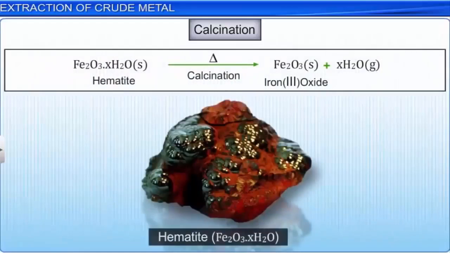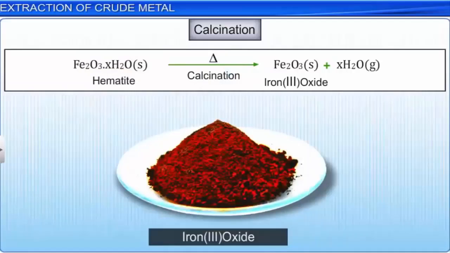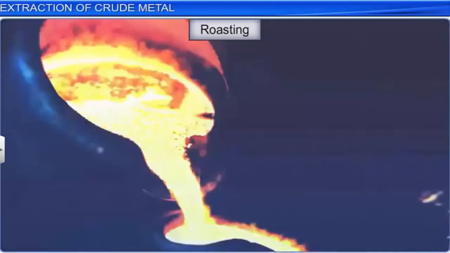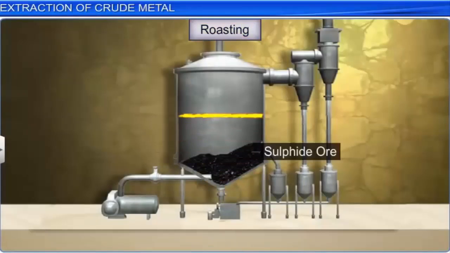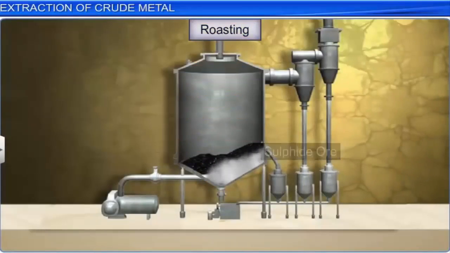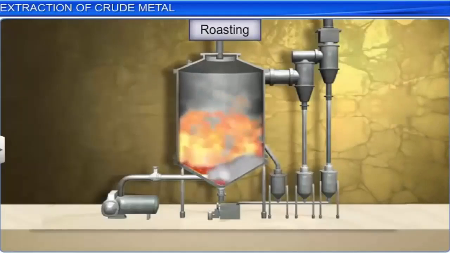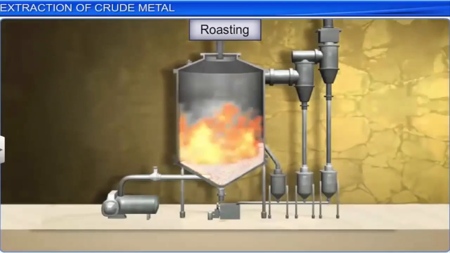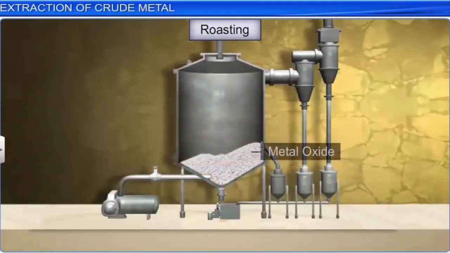On the other hand, when hematite is calcined, it loses its water of crystallization, as shown here. The other method for converting an ore into its metal oxide is roasting. Roasting is the process of heating an ore in a furnace with a regular supply of excess air at a temperature below the melting point of the metal.